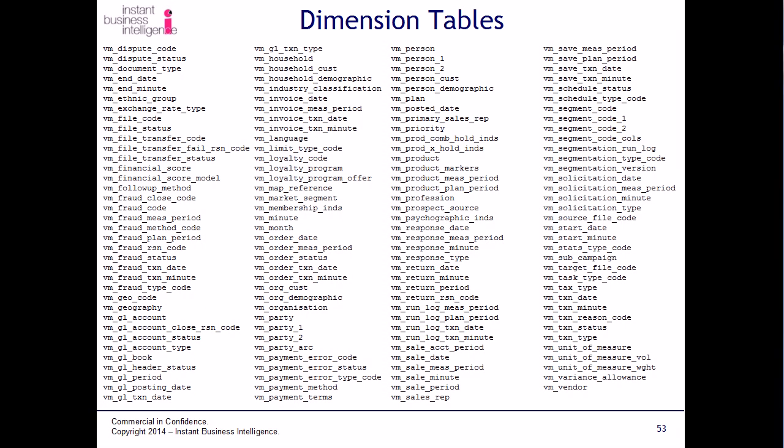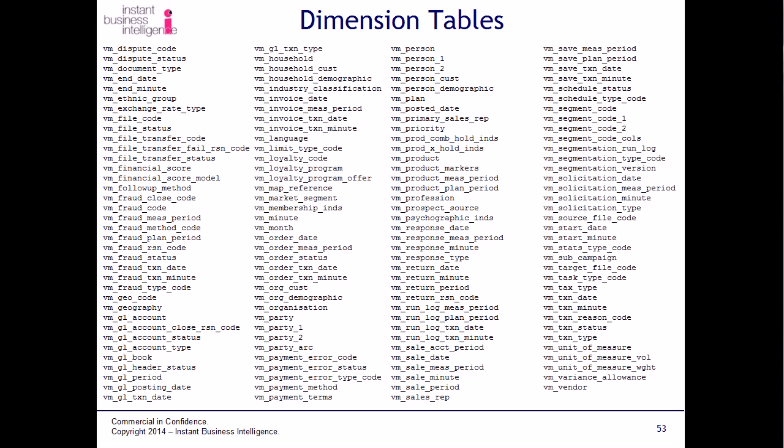Then VM product, which is the product. VM product markers, which is used for the segmentation engine. That's where you have your 64 relationships between a product and the segments into which it contributes. VM profession, these are the various professions that a person can hold. Prospect source, where did a prospect come from? Psychographic indicators, what are the indicators for the person?